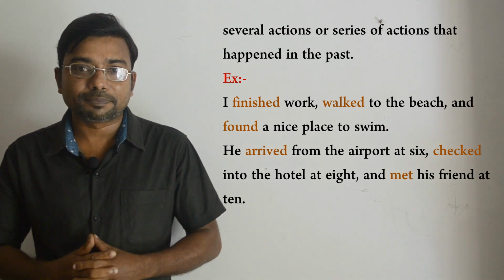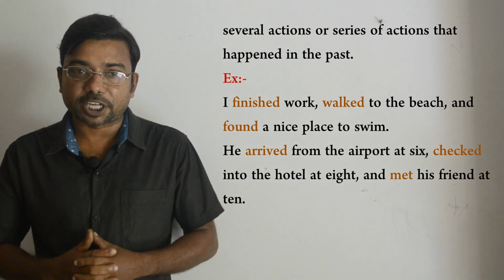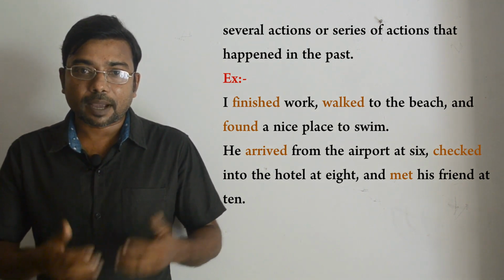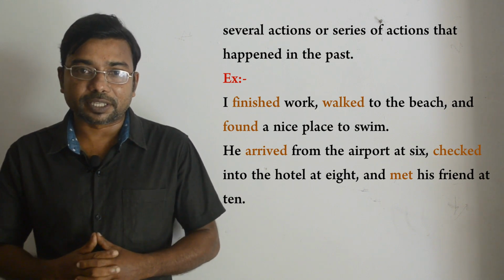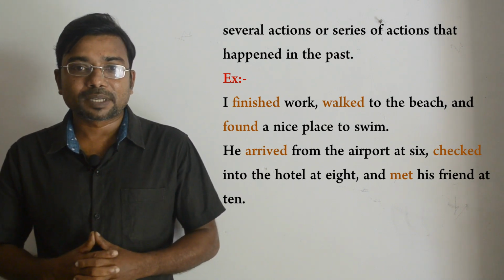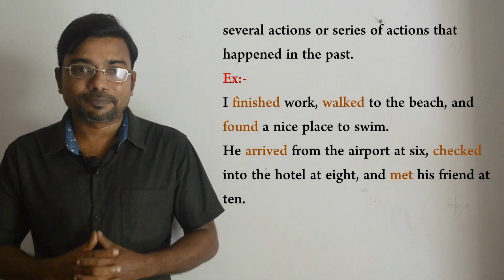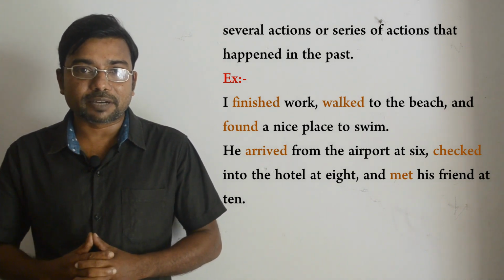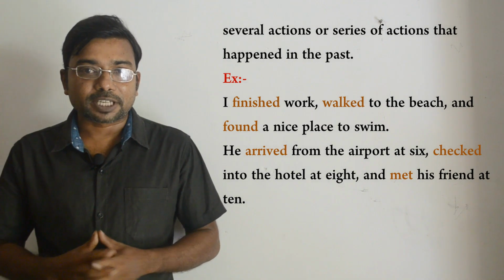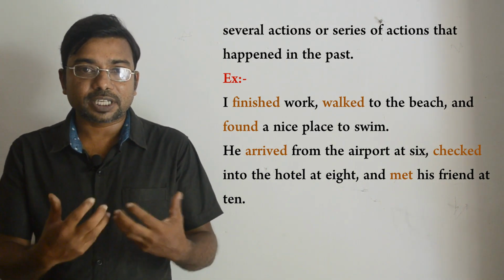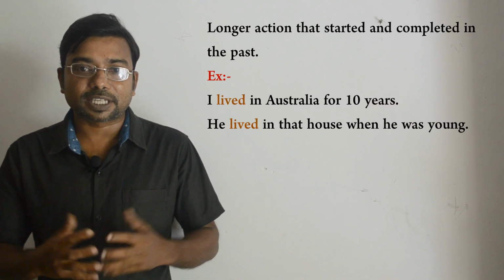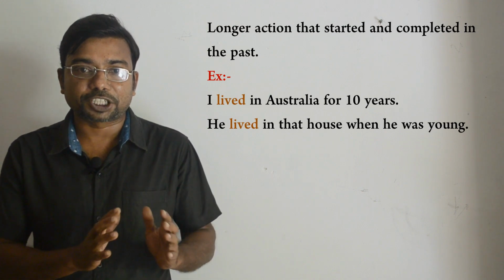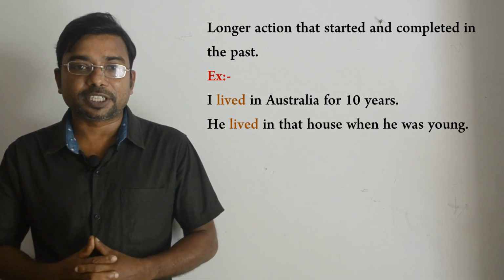We use the verb's simple past form, checked. And the next one is met his friend at 10. It's also another completed activity in the past. We use the verb's past simple form, met. Okay, when you consider these two examples, it's clear we can use this simple past tense to describe several actions or a series of actions which completed in the past. Okay, not only that, we can use this simple past tense to indicate a long action that started and completed in the past.